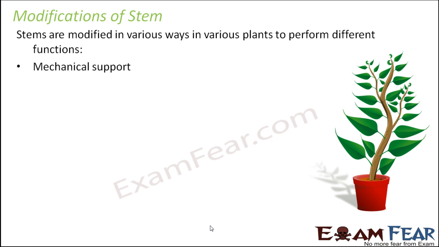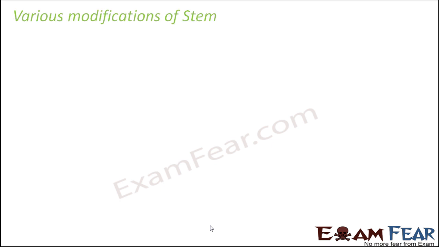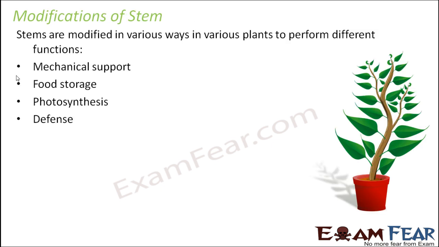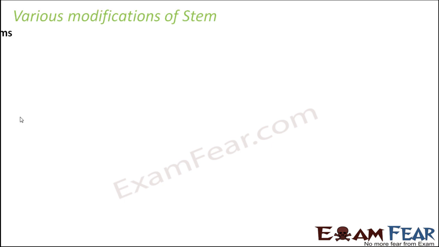So what are those different functions? Mechanical support, food storage, photosynthesis, defense. These are some of the functions which stems perform, and for these they get modified into different forms and structures. So we will talk about each of these modifications of stem in detail now. So let us start with the different modifications of stem.